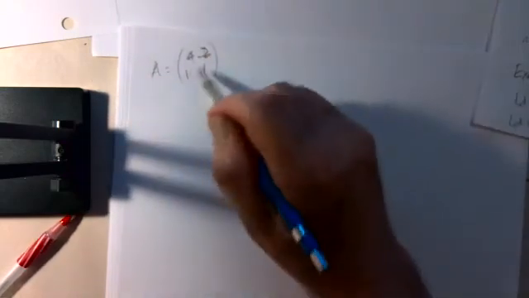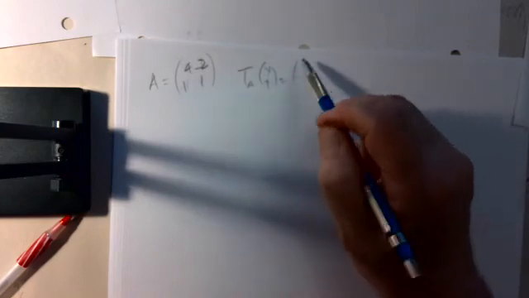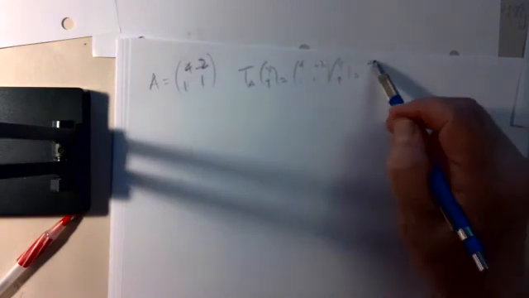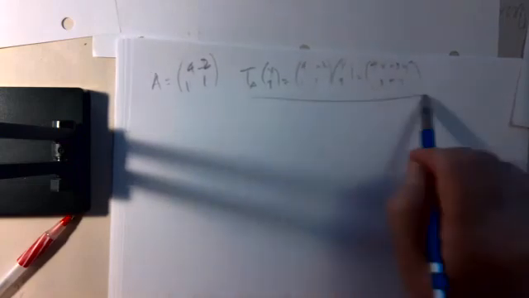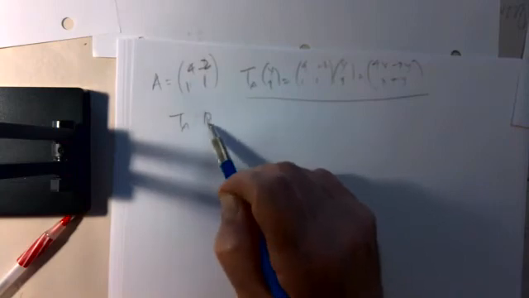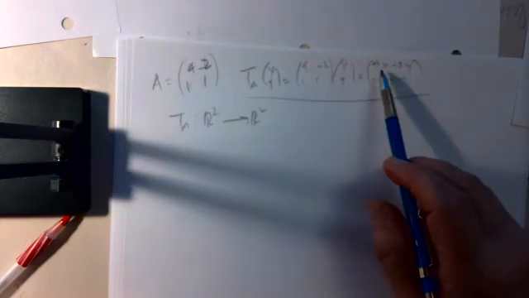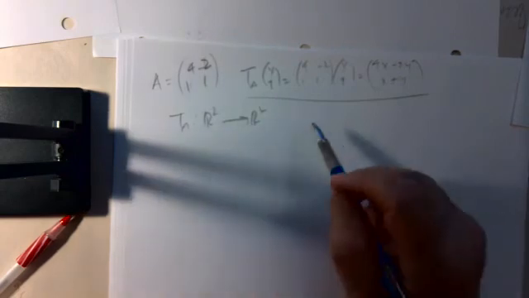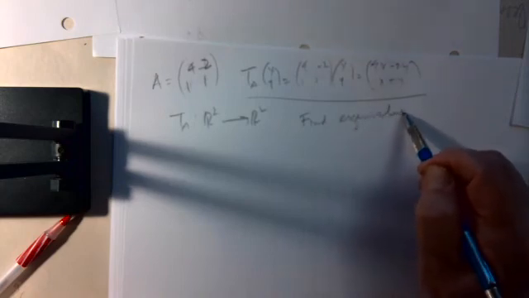So here's a matrix, 4, minus 2, 1, 1. And so my linear transformation will be this matrix applied to (x, y). So that's (4x minus 2y, x plus y). So this is my map from R2 to R2. And it sends (x, y) to (4x minus 2y, x plus y). And we want to find eigenvalues and eigenvectors.